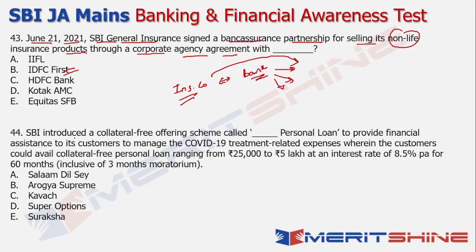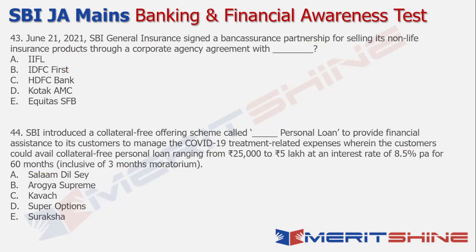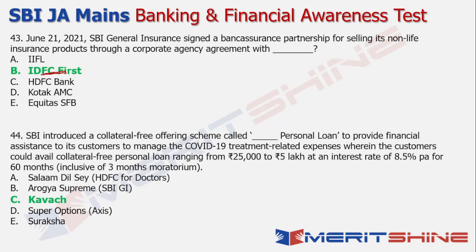Right, so next up we're talking about the fact that SBI introduced a collateral-free offering, which is known as a Dash personal loan, to provide financial assistance to its customers to manage COVID-19 treatment-related expenses, wherein the customers could avail a collateral-free personal loan ranging from Rs 25,000 to Rs 5 lakh at an interest rate of 8.5% per annum for a period of 60 months, which also includes the 3 months moratorium period. So the answer in this case happens to be Kavach, and the answers to both the questions are IDFC First and Kavach.